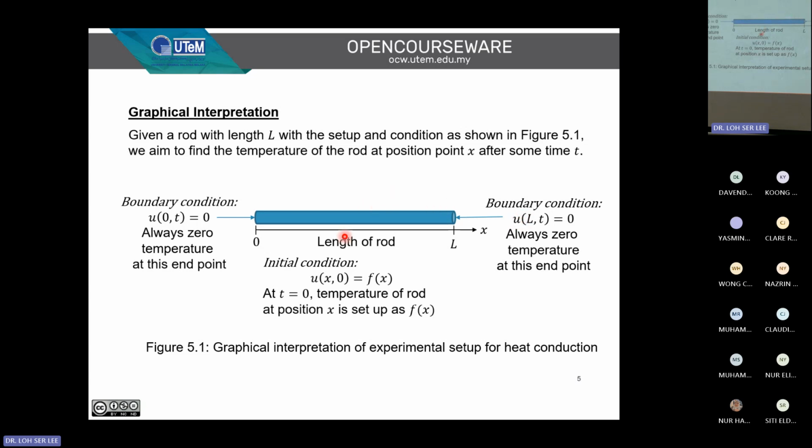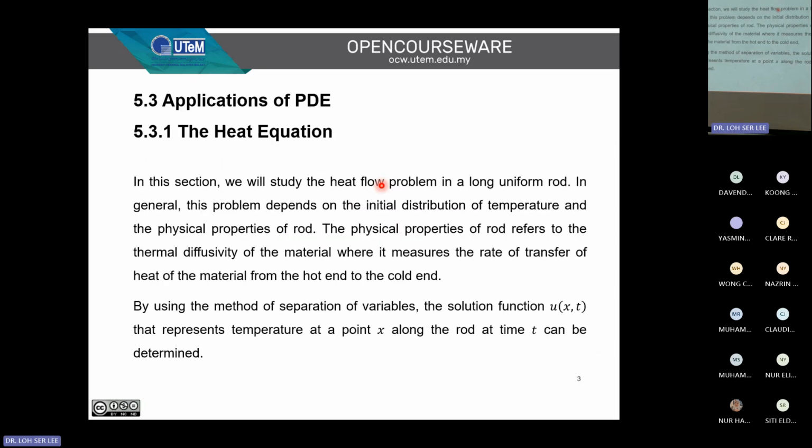And then the initial condition. This initial condition means how you start the temperature at this rod. And later we will see after a few seconds, or after a certain time, what is the temperature of the rod, or the temperature of the rod at a specific point? We want to see how the heat is conducted. This problem depends on the initial distribution of temperature, that means the initial condition, and also the physical properties of the rod.